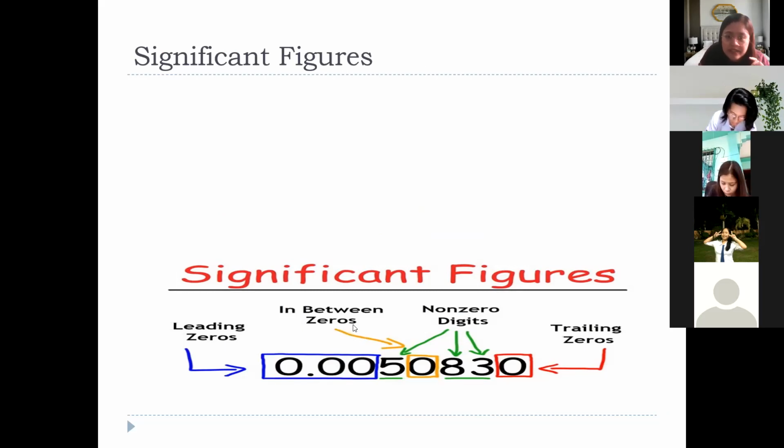Let me write on the screen. In-between zeros are found in between non-zero digits. And then we also have, of course, non-zero digits. So that's from 1 to 9. And lastly, we have here the trailing zeros. The trailing zero, or the trailing zeros if there are many of them, are found at the last part of the given number. It is at the end, which is why it is called trailing zero or trailing zeros.